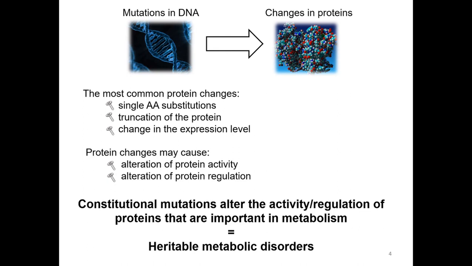And from a functional perspective, all these changes will cause a change in the protein activity and or a change in the protein regulation. Since the problem is at the DNA level, so it's a mutation, this problem is transmissible. So therefore they are heritable disorders. And since the protein which is impacted by the mutation is an enzyme, they are metabolic disorders because the activity or the regulation which is altered is within a metabolic pathway. So again, this is why they're called heritable metabolic disorders.